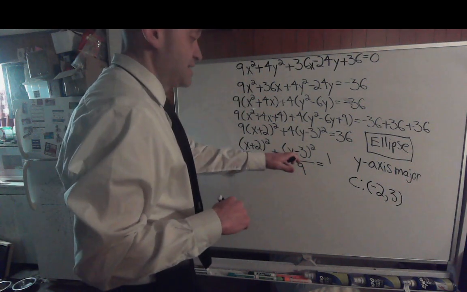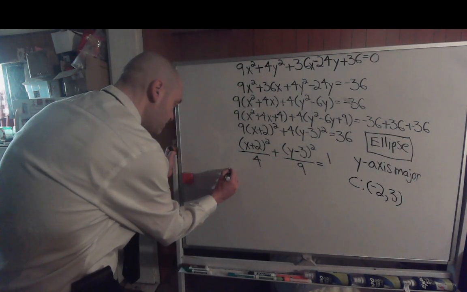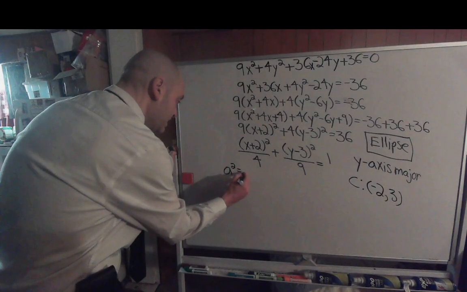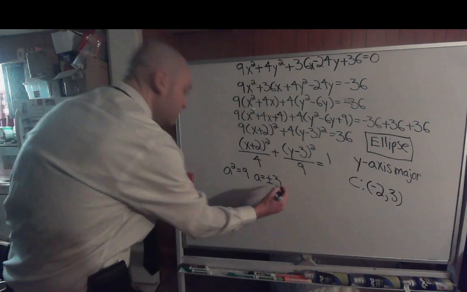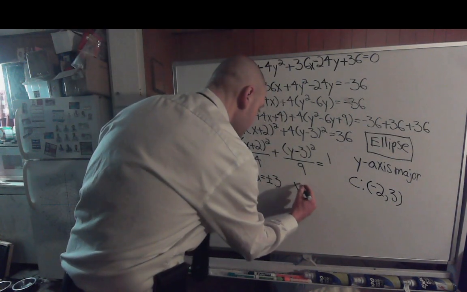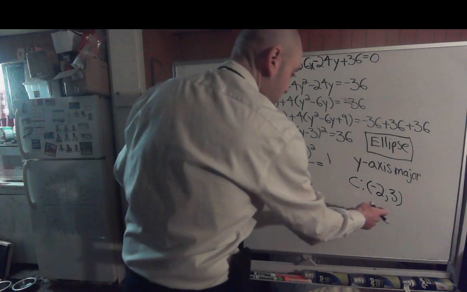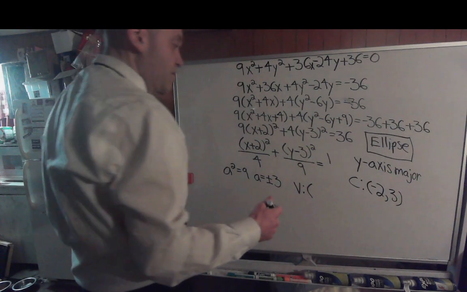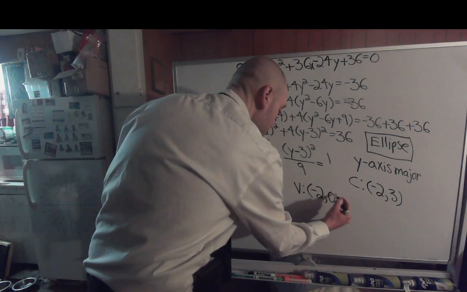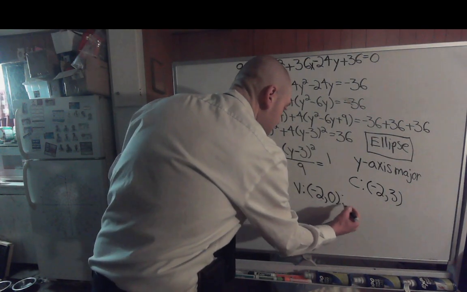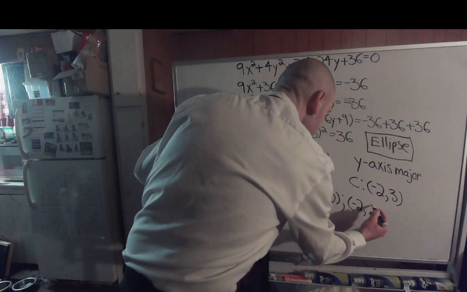So the y-axis is major, so your a squared equals 9, which means a equals plus and minus 3. So to find your vertices, take the 3 coordinate of your center, first subtract 3, and you would get a vertex at negative 2, 0. Then if you add 3 to 3, you would also get another vertex at negative 2, 6.